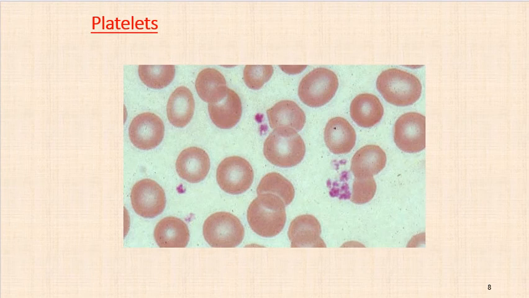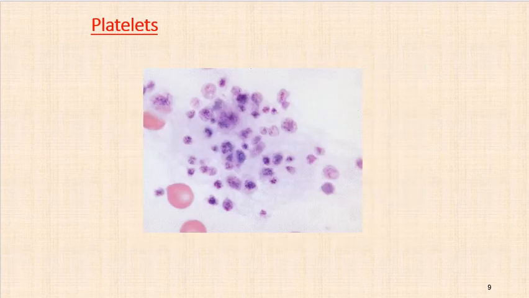These are the red cells, and between the red cells are small specks, fragments of megakaryocyte cytoplasm, between the red cells. And similarly, this one is a large aggregate, a large cluster of platelets on the peripheral blood film under the microscope.